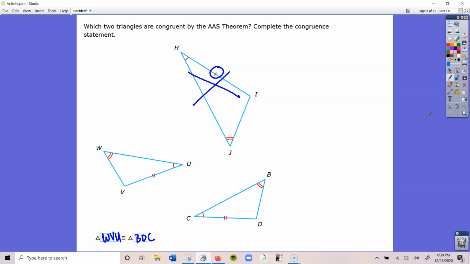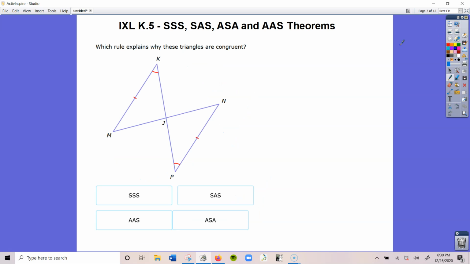So that's it for that IXL. Again, it's just more of the same thing. It's all markings. It doesn't get any harder than that. So let's look at this next one.